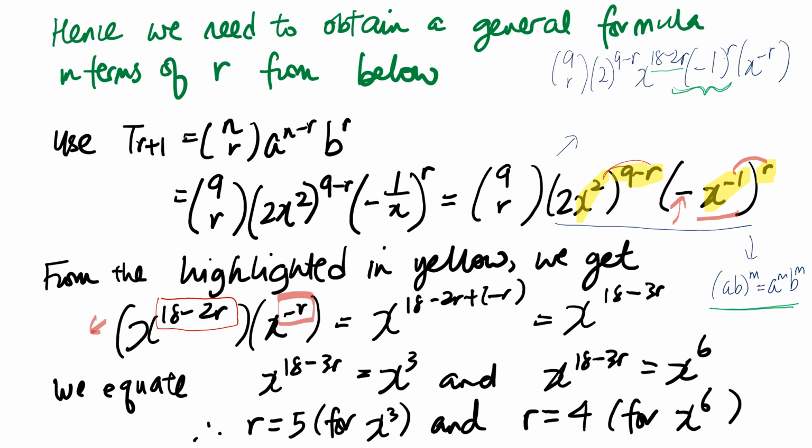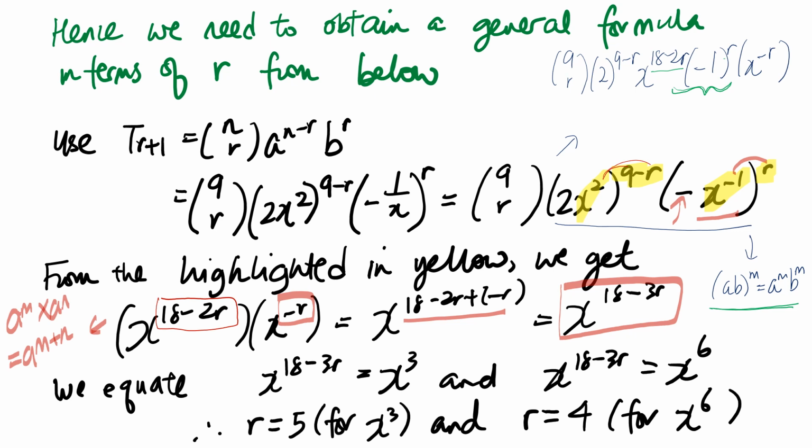Then you can apply this rule that we have learned. You just add the power because you're talking about the same base, which is x. So you just add the power and you get this general term. This one is very useful. Depending on what terms you want to find, x to the power of 3, x to the power of 4, x to the power of 0. X to the power of 0 is the term independent of x. Anything, you just equate it.